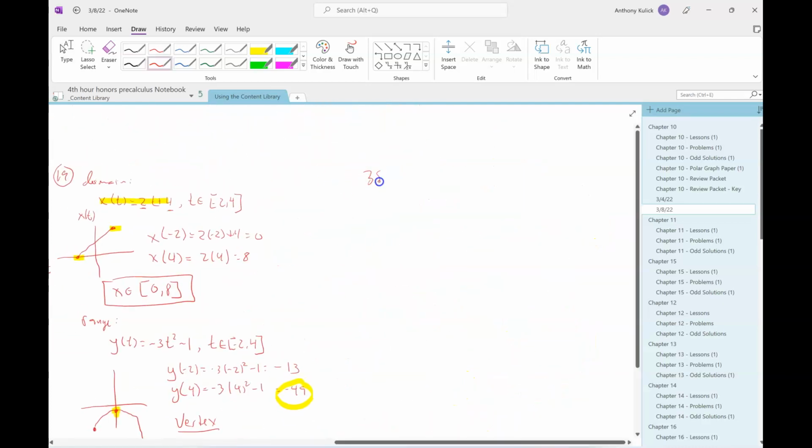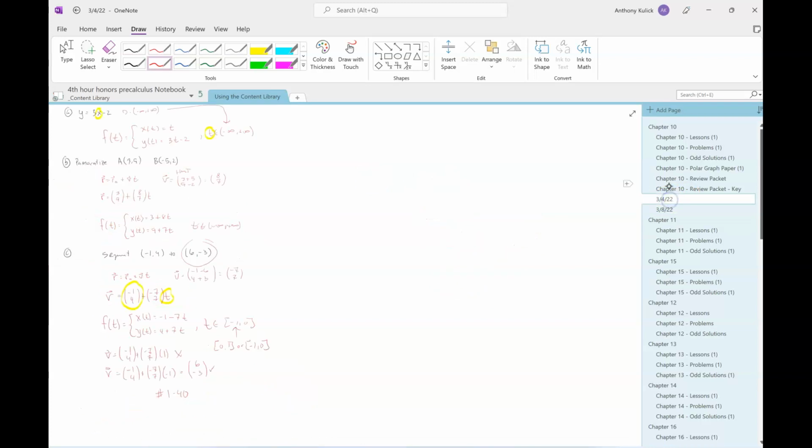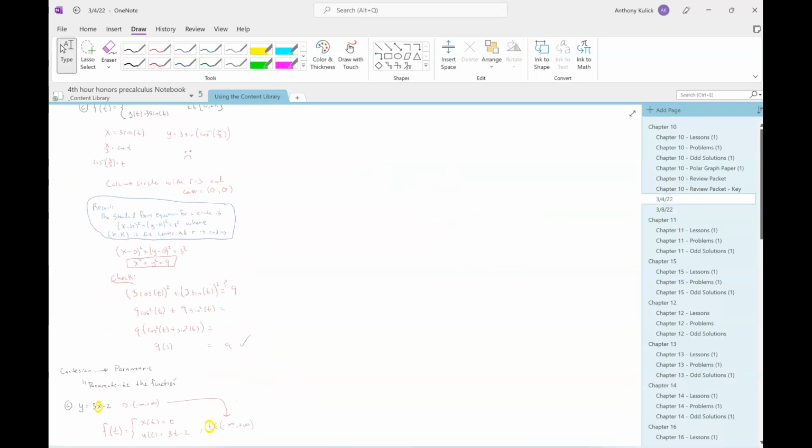So 38 says that we want the parameterization for a circle whose center is 0, 0, and whose radius is 2 root 3. Okay. So if we go back to yesterday, I'm going to use this example to kind of justify what I'm about to do.